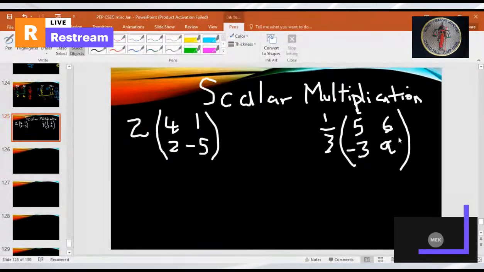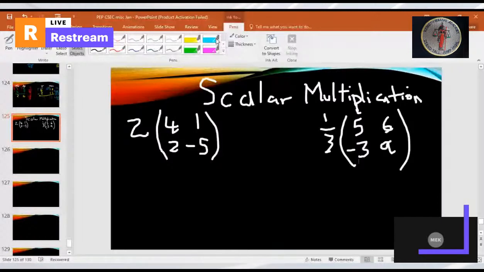Likewise for this matrix, the 5 and the 6 are in 1 row. The -3 and the 9 are in another row. So that's 2 rows and 2 columns. 5, -3 is in 1 column. 6, 9 in another column. So the scalar quantity is the number on the outside, and all we're doing really is multiplying each of the numbers in the brackets by the number outside. That's plain and simple how we do it.